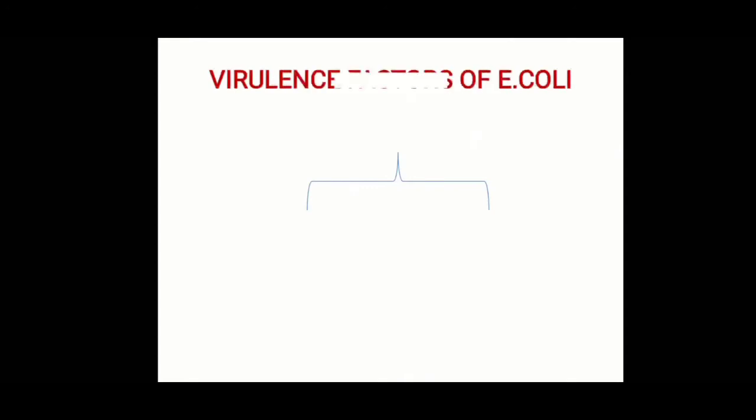In this video, we are going to see about Escherichia coli. Escherichia coli is a gram-negative bacilli. It grows aerobically and it is a facultative anaerobe. Virulence factors of E. coli.